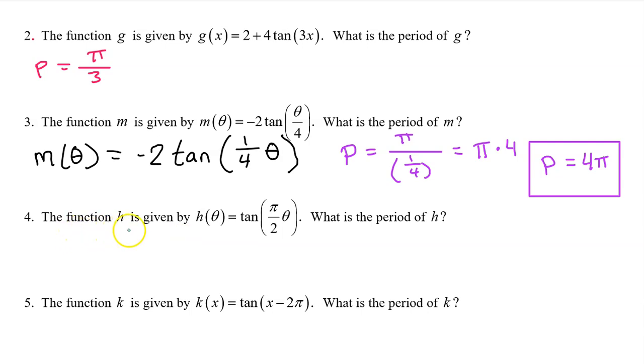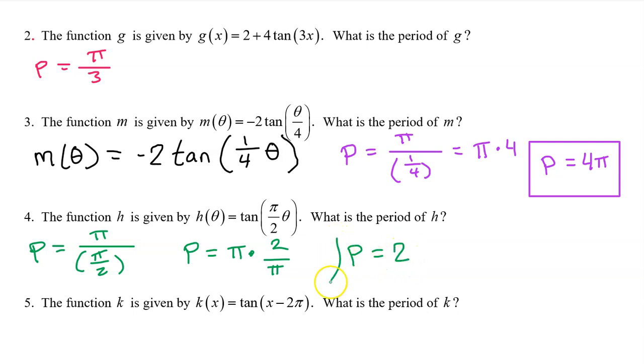Number 4. The function h is given by h of theta equals the tangent of pi over 2 times theta. What is the period of h? Well, for a tangent function, the period is going to be pi divided by the b value. In this case, the b value is pi over 2. When you divide by a fraction, you multiply by the reciprocal. So the period will be pi times 2 over pi. The pi's will cancel out because we have one high and one low, leaving the period equal to 2.